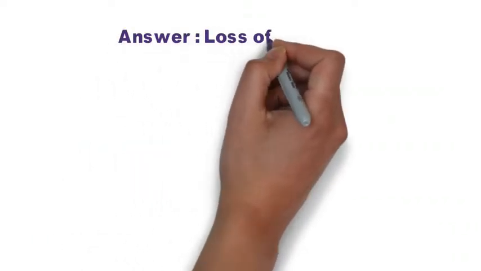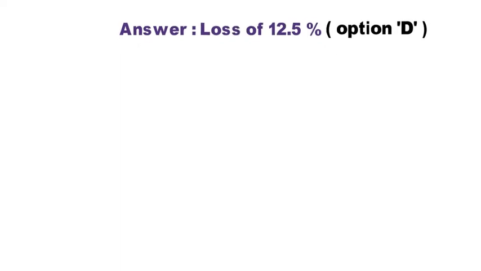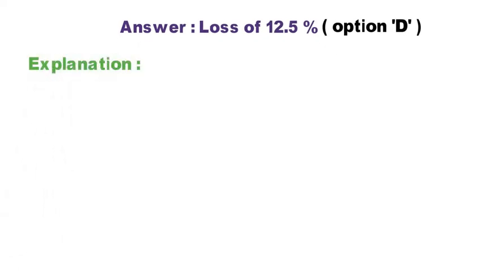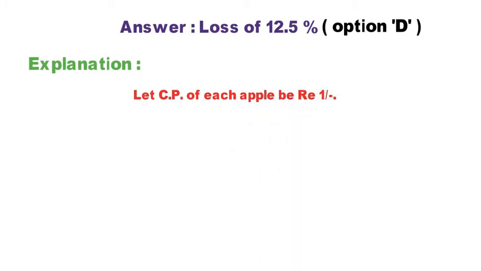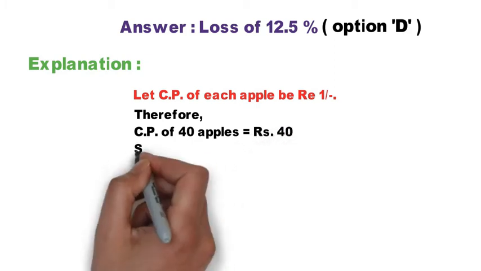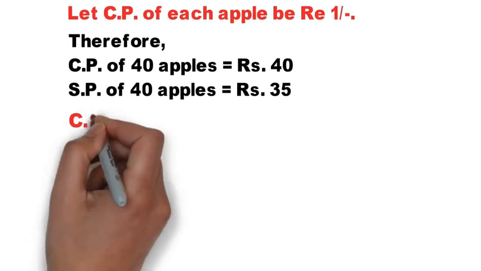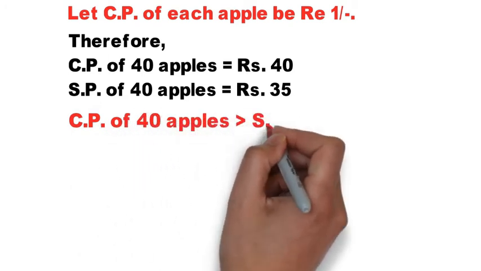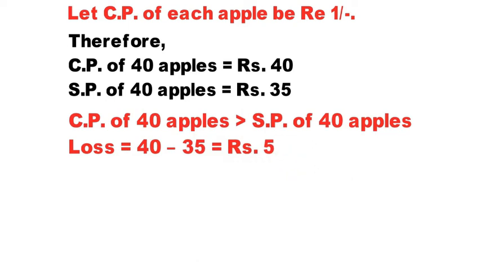Answer, loss of 12.5%. Explanation. Let the CP of each apple be rupee 1. Therefore, CP of 40 apples equals 40 rupees, SP of 40 apples equals 35 rupees. CP of 40 apples is greater than SP of 40 apples. Loss equals 40 minus 35 equals 5 rupees.